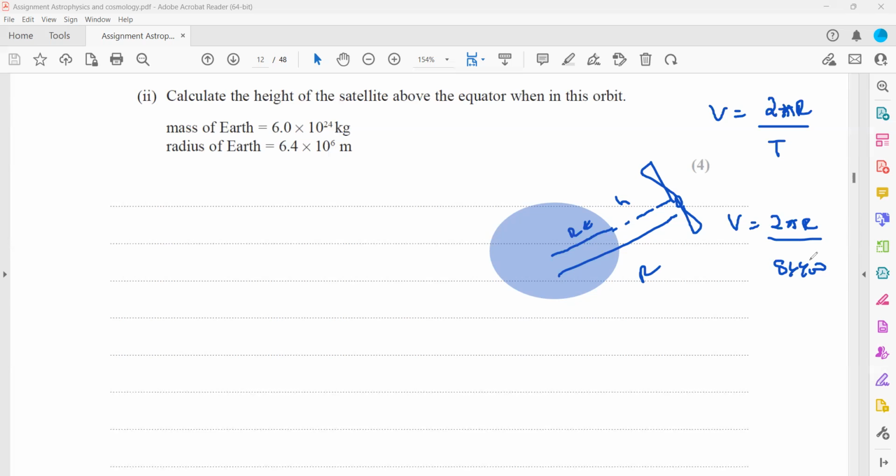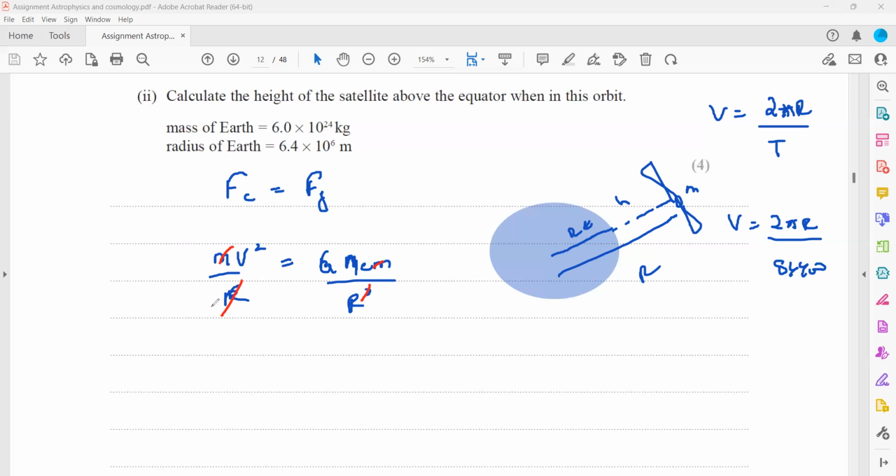R is unknown and v is also unknown, but as the object is moving in a circular path, the centripetal force is equal to the gravitational force. The centripetal force is m v square over r, and the gravitational force is given by capital G, the mass of the Earth, the mass of the satellite small m, over r square. Now one r cancels with this r, and the mass of the satellite cancels out. So we have v square.